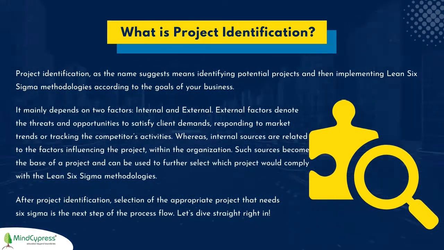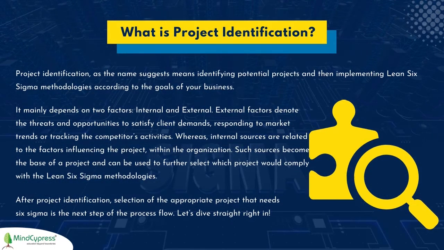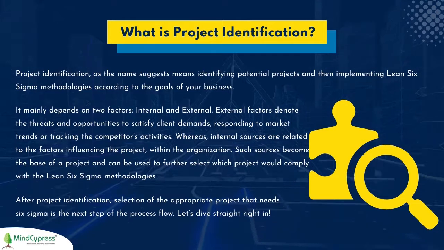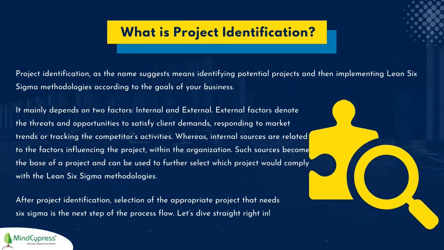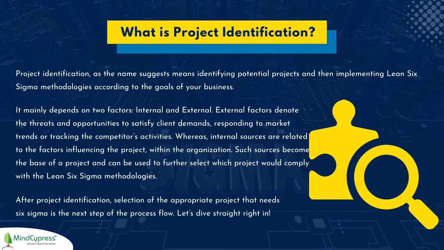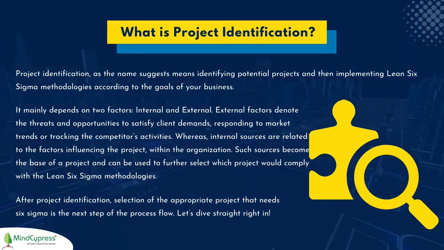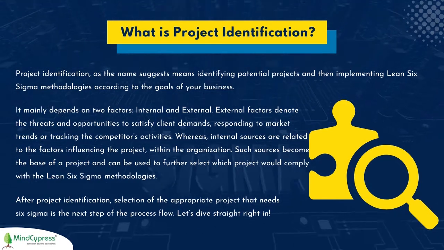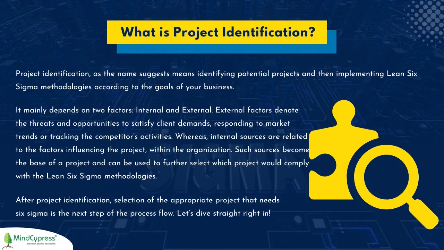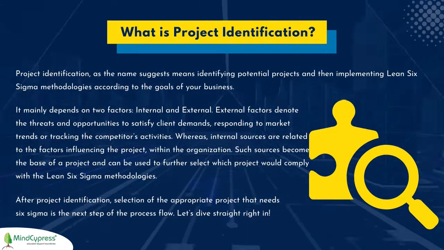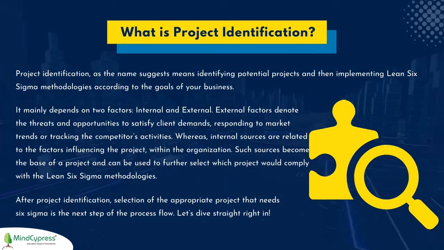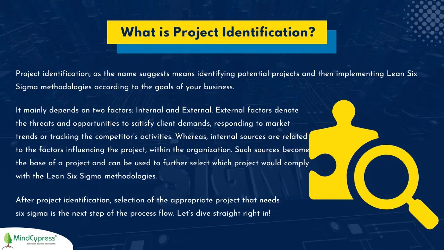Project identification, as the name suggests, means identifying potential projects and then implementing Lean Six Sigma methodologies according to the goals of your business. It mainly depends on two factors, internal and external. External factors denote the threats and opportunities to satisfy client demands, responding to market trends or tracking the competitors' activities, whereas internal sources are related to the factors influencing the project within the organization. Such sources become the base of a project and can be used to further select which project would comply with the Lean Six Sigma methodologies.